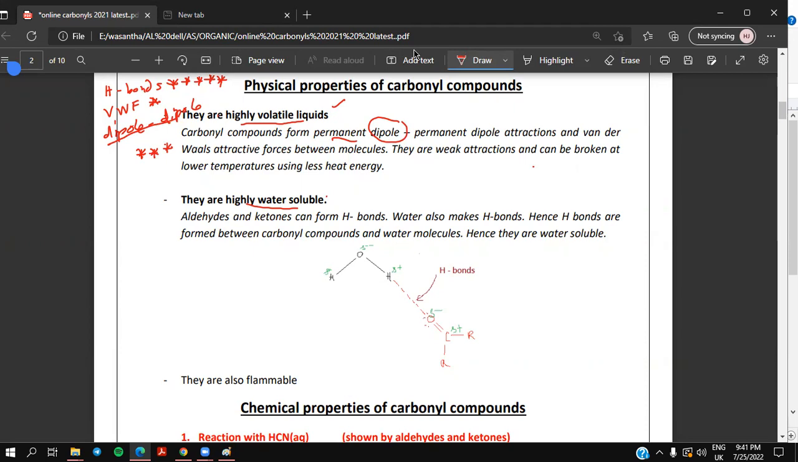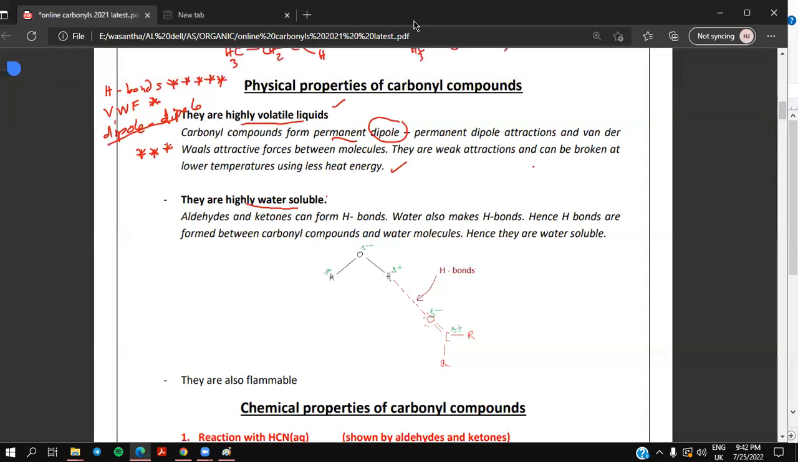Carbonyl compounds form permanent dipole attractions and van der Waals attractive forces between molecules. They are weak attractions and can be broken at lower temperatures using less heat energy. Therefore, they are volatile. Probably this reasoning is asked in the exam. Maybe the word aldehyde is not given, but a compound is given, maybe propanol. Why is propanol highly volatile, or why is its boiling point very low? This is the answer.